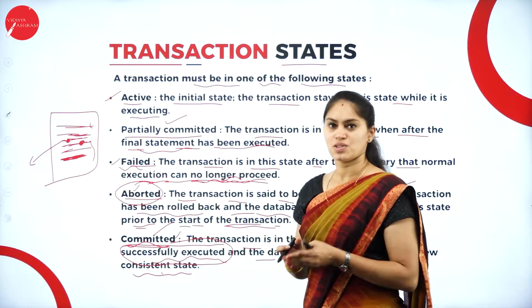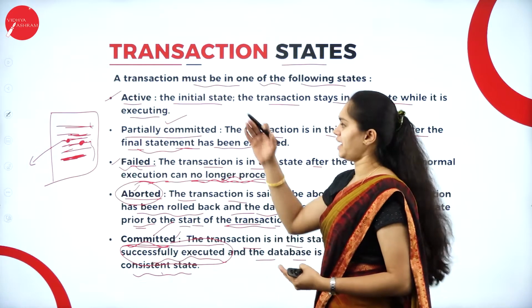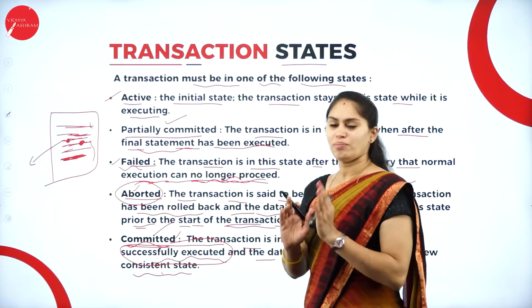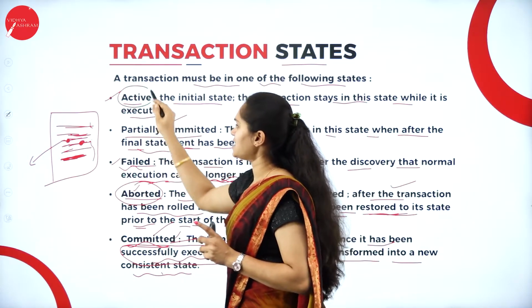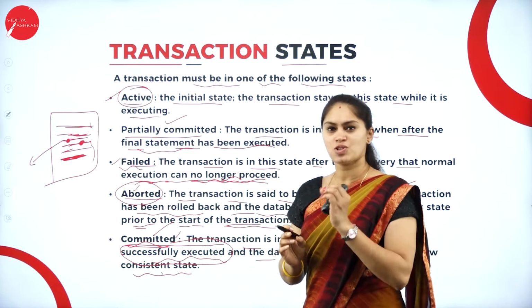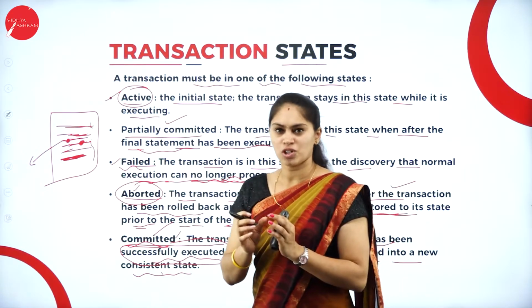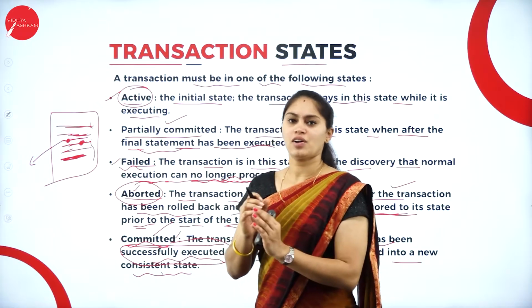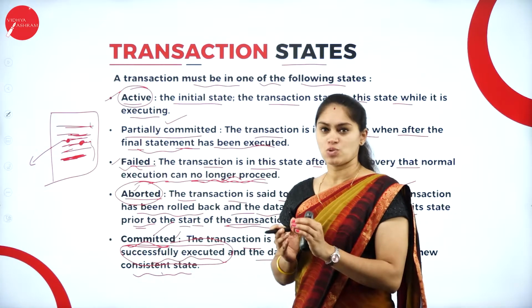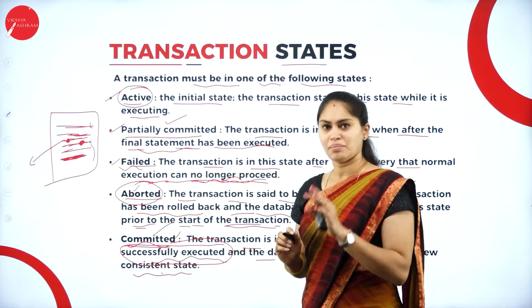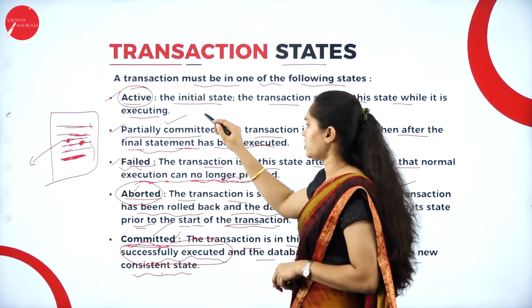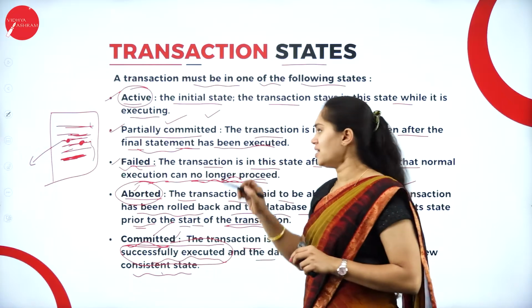Now let me clarify each stage with the example of PhonePe or Google Pay or any digital payment. When it is the active stage, you are going to enter the amount you want to send and specify your password. That is the active state. When you have entered the password, you are going to click on the right mark or send mark.